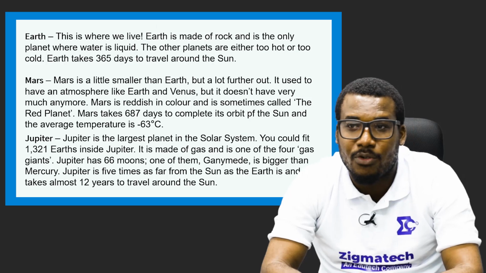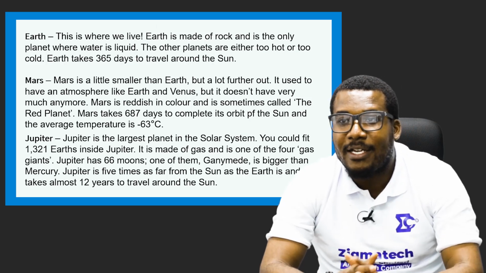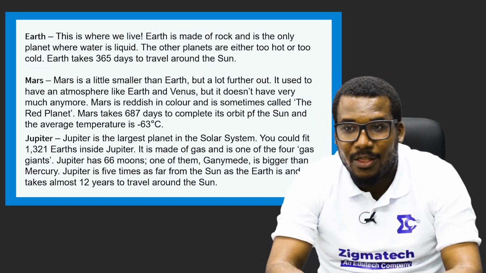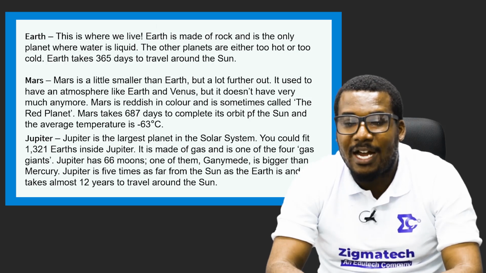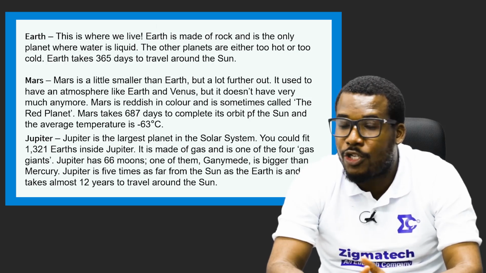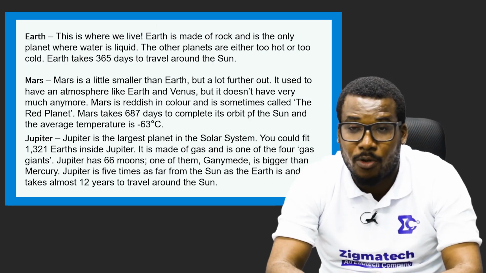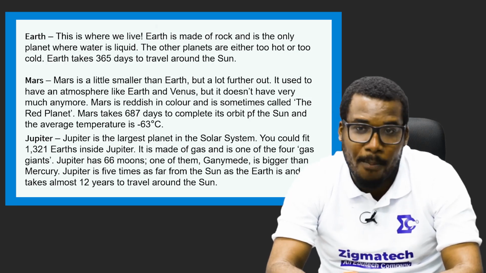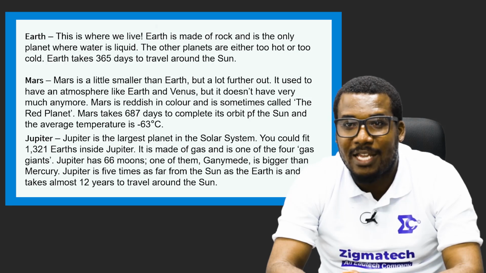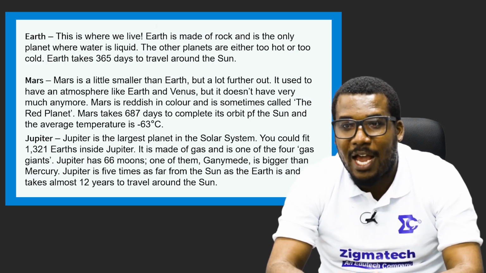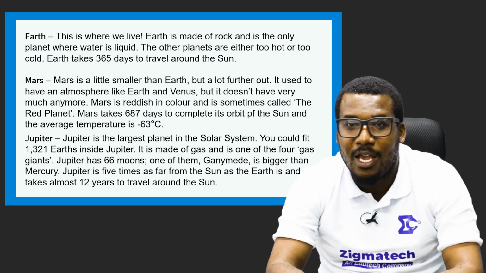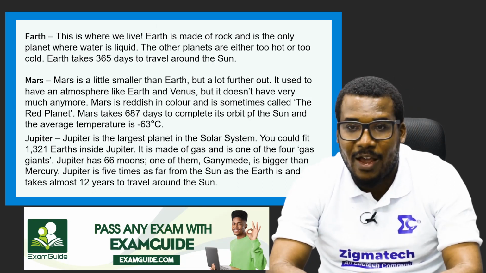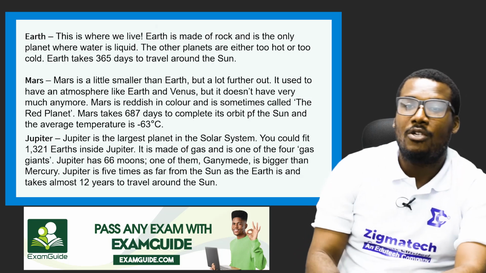Jupiter has 66 moons. One of them, Ganymede, is named after the scientist who discovered the planet. It is bigger than Mercury. The moons of Jupiter are quite enormous because of its sheer size. It tends to carry planet-sized moons. I mean, compared to our moon, these guys are giants. Jupiter is 5 times as far from the sun as the Earth is, and takes almost 12 years to travel around the sun. So while we take 365 days, which is 1 year, to travel around the sun, Jupiter takes 12 years.